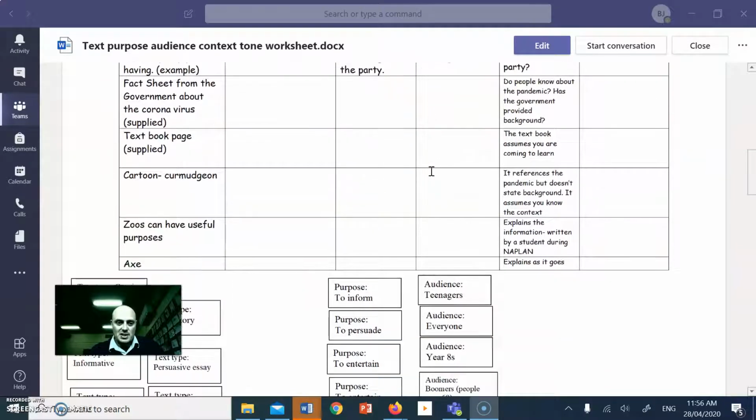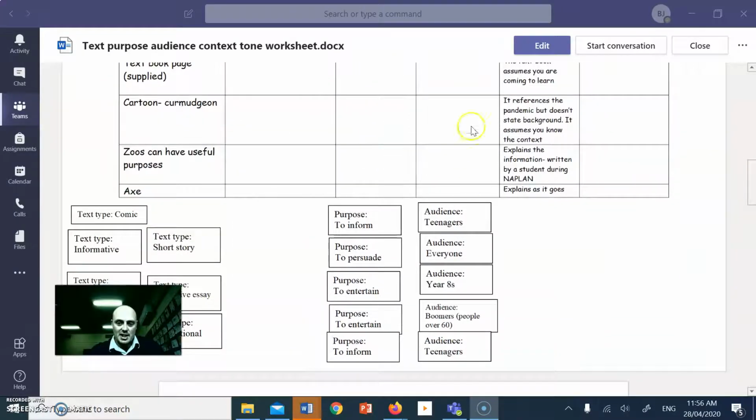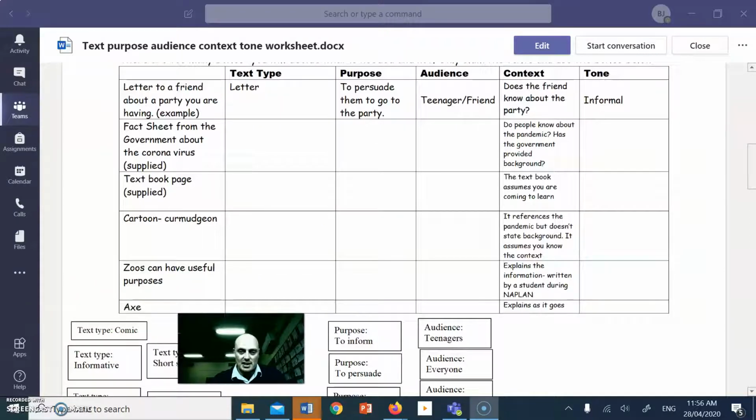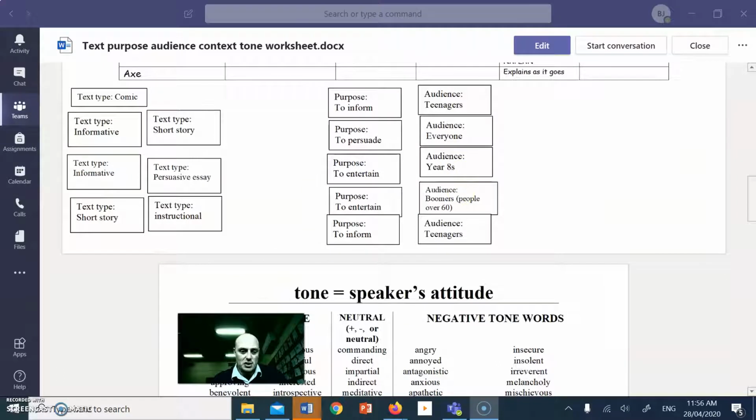The audience. Who's the audience here? Okay? Who are they writing it for? The context. There's some questions to answer about each specific text. And then the tone. Tell me, does it sound formal or informal? Okay, does it use slang? Therefore, it's informal. Or does it use more sophisticated, proper language? And therefore, it's formal. All right, so that's your job for this one.